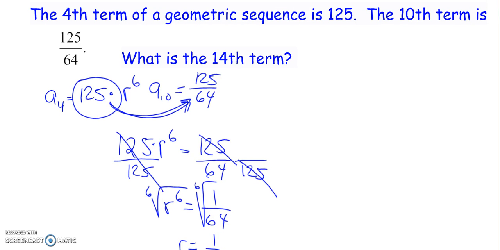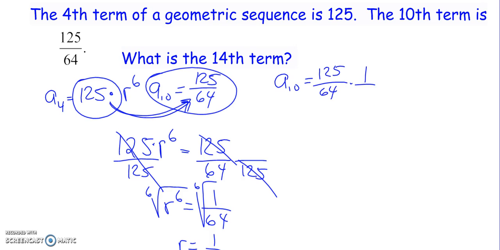What I'm more concerned with is, what's the 14th term? Well, if I know this is the 10th, right? A10 is 125 over 64. Then all I have to do is multiply it by 1/2. That would be the 11th. That would be the 12th, the 13th, and the 14th. To get to the 14th term, I would just need to do that calculation.